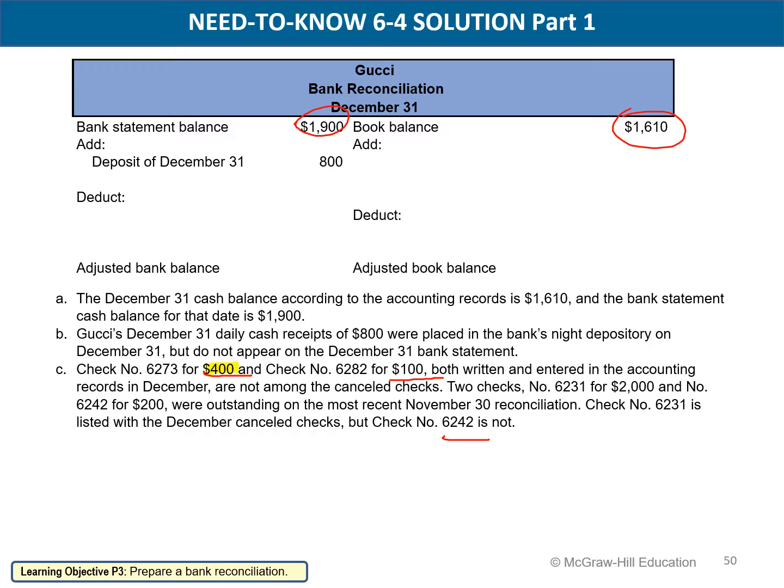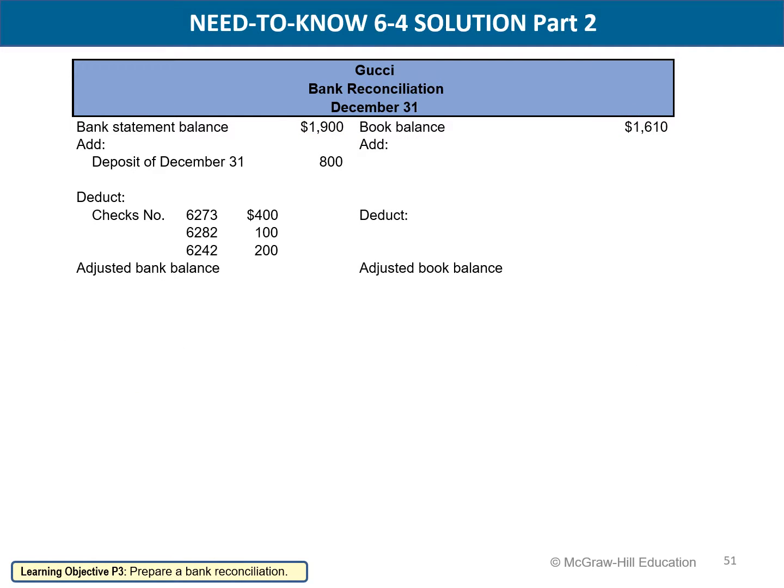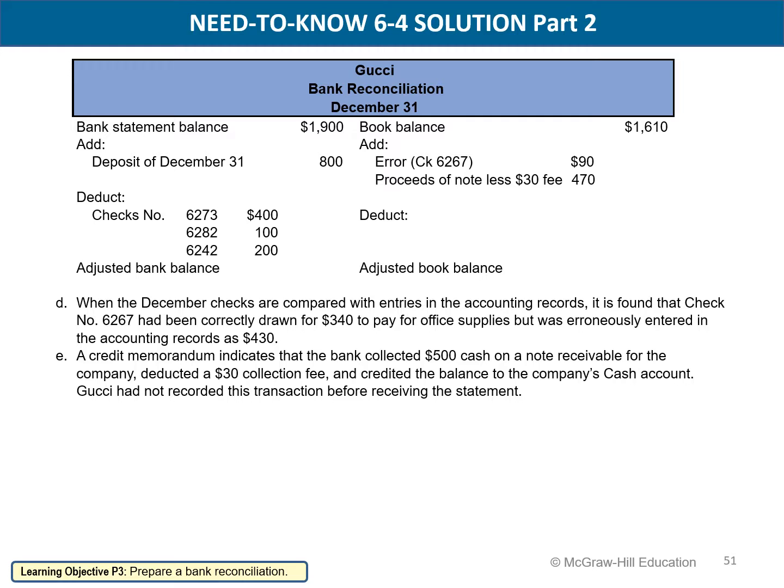All right, so we want to add this $400 that's not cleared, this $100 that's not cleared. The $2,000 they told us did clear, but the 6242 they said did not clear. So those three amounts are still outstanding and have not yet cleared the bank. So we need to deduct those from our bank balance: the 400, the 100, and the 200. Okay. And then in D, let's see.